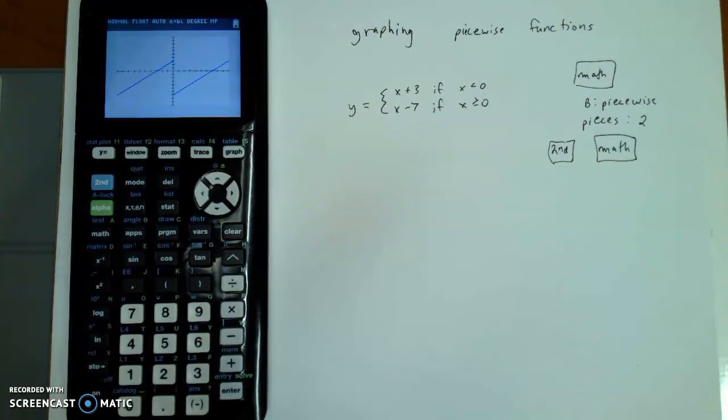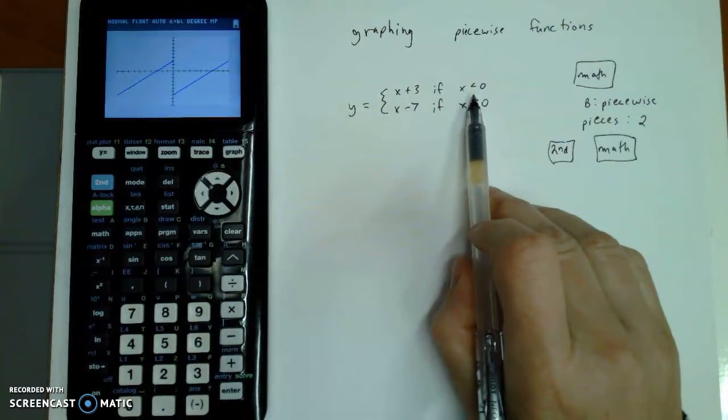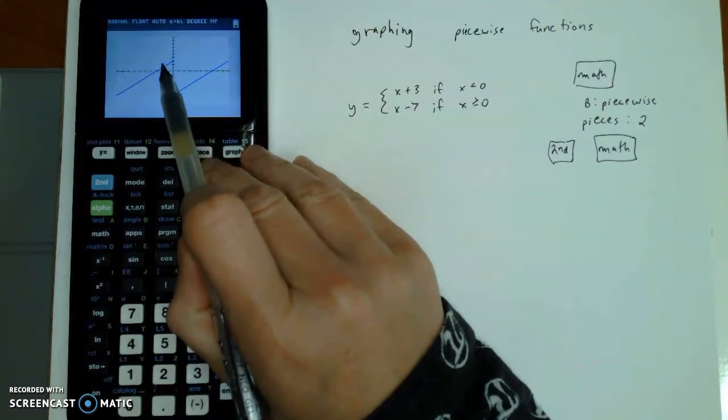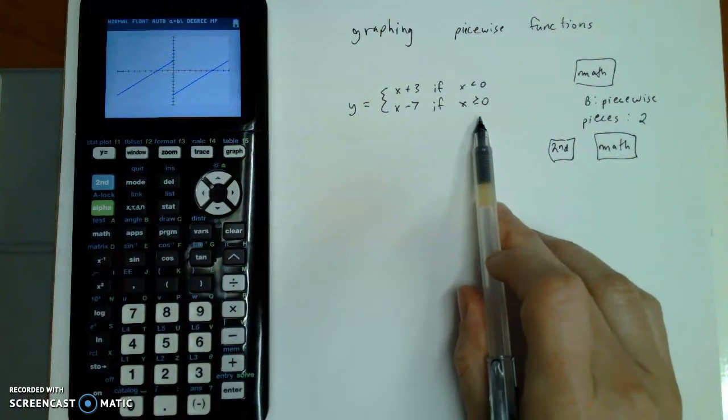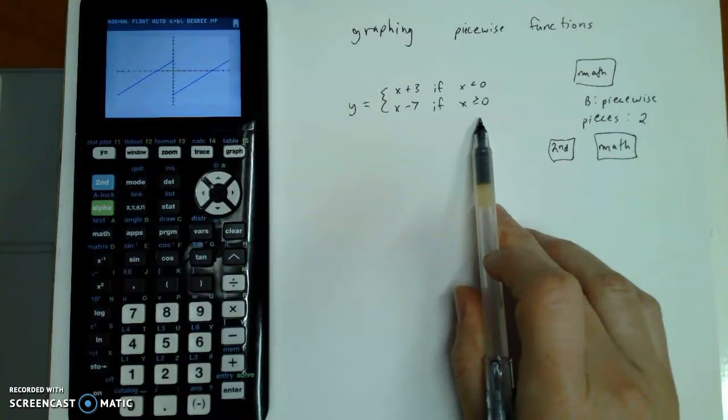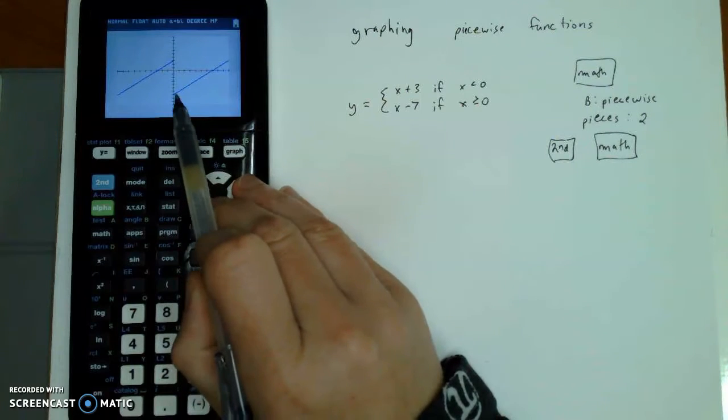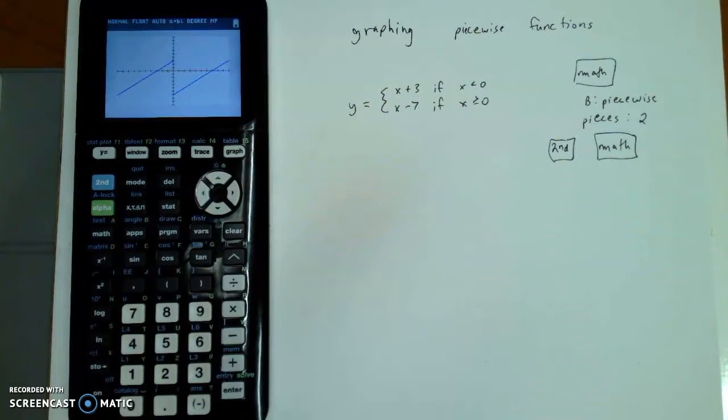I usually tell students to plan to put in the open and closed circles by hand, where again, if it's strictly less than or strictly greater than, that will be my open circle, and if it's less than or equal to or greater than or equal to, in other words, we have that or equal to, that's when I'm going to have my filled in closed circle.